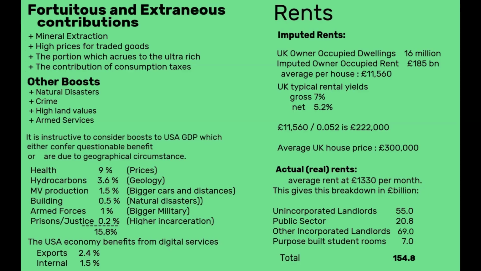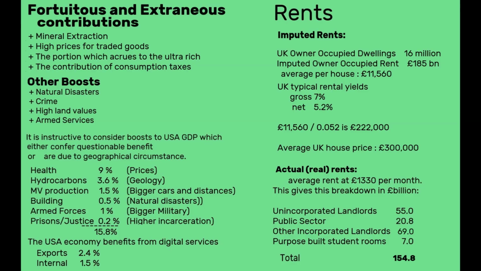There are 16 million owner-occupied houses in the UK, and for 2024 the imputed owner-occupied rent was 185 billion. This means that the average for a house is 11,560. The benefit is calculated by taking the value of the house and multiplying it by the average yield for the rental market. The average net yield should be used and not the average gross yield. This avoids double counting maintenance and insurance activity.